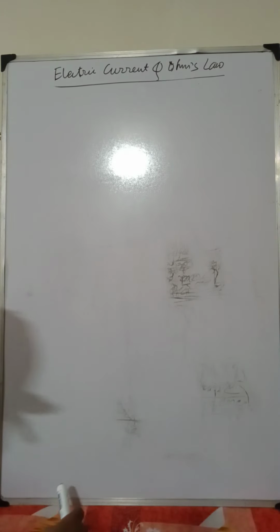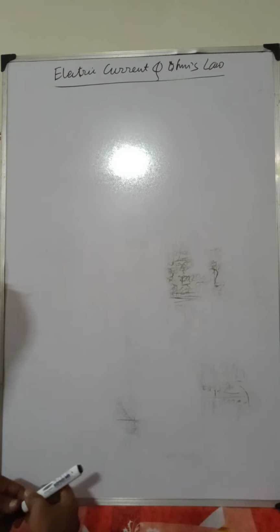As the last topic of that chapter, we want to discuss the drift velocity, the mobility, and the vector form of Ohm's law. These three points we want to discuss here. What is drift velocity?